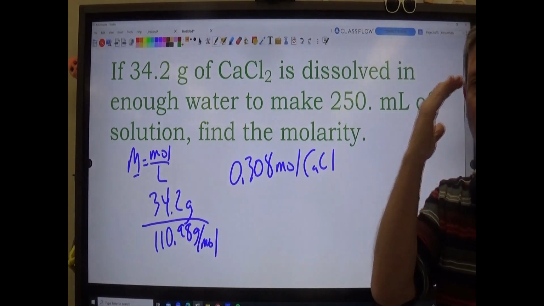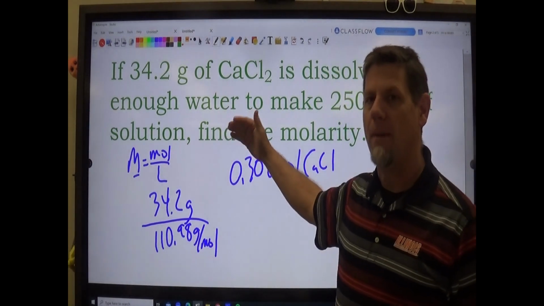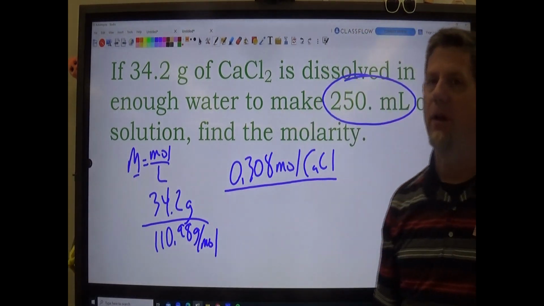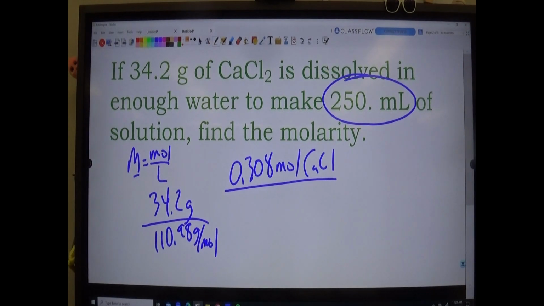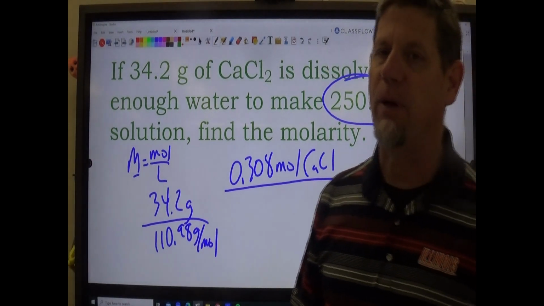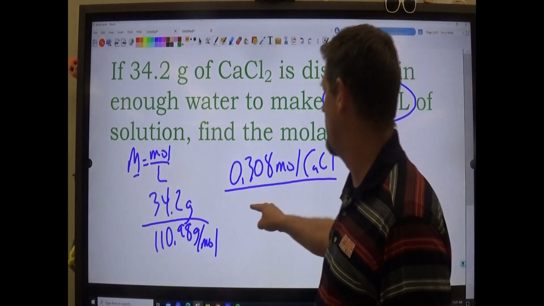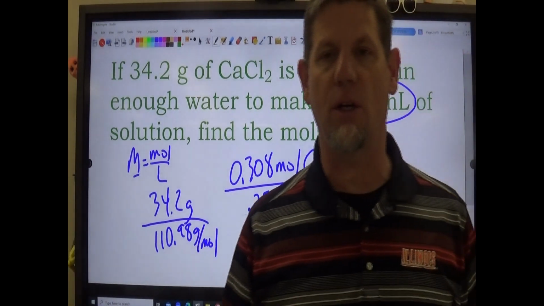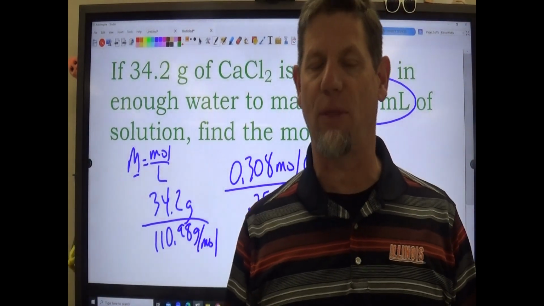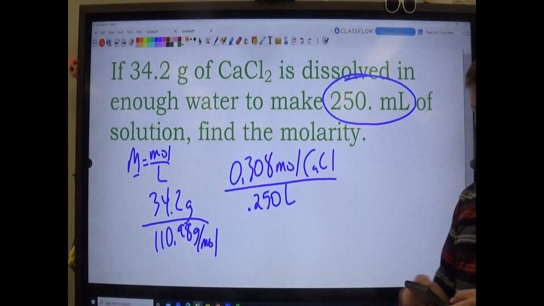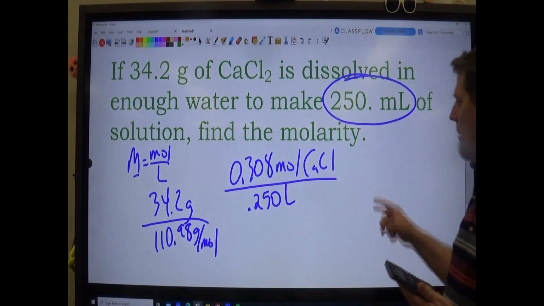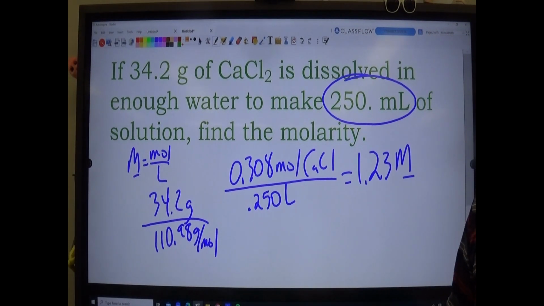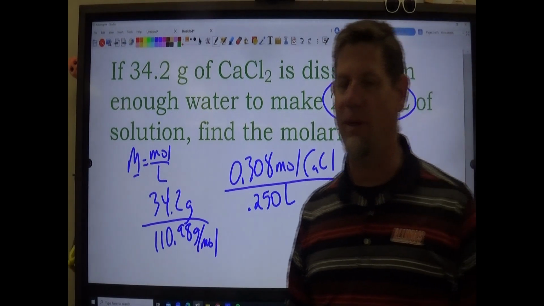But again, it says find the molarity, and molarity is moles per liter. So I'm going to divide by the amount of liters that I have. 250 milliliters is not liters, that's milliliters. The prefix milli means 1/1000th. So this is 0.250 liters. To convert from milliliters to liters, you move the decimal 3 places left. You divide by 1,000. So now I'm going to take my 0.308 divided by 0.250, and I get a molarity of 1.23 molar, is how we say it. It's 1.23 molar solution. Hopefully that makes a little bit of sense.